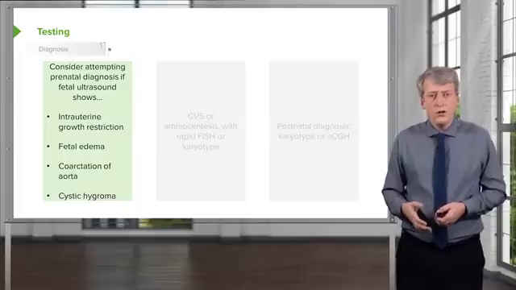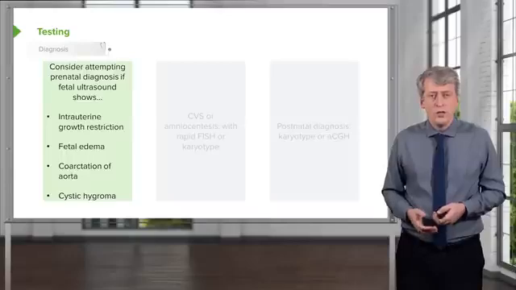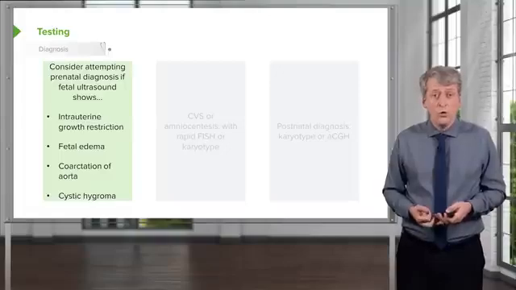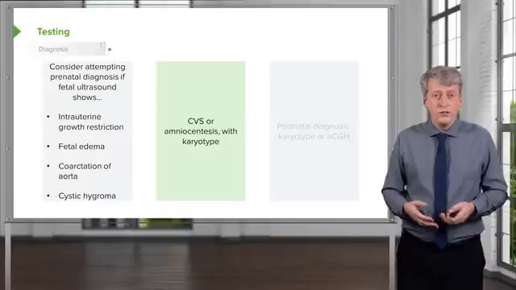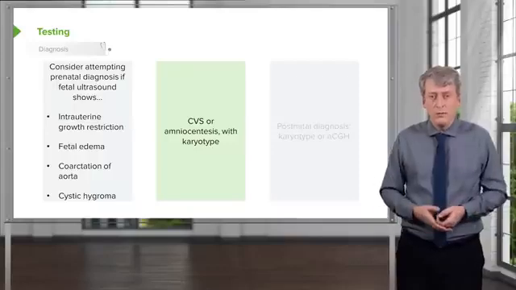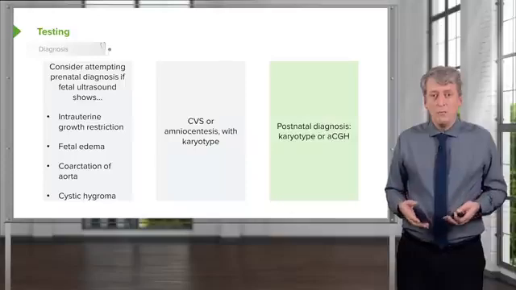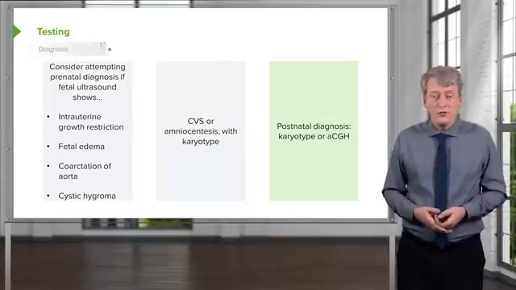So, how do we test and when do we test for Turner syndrome? You should consider attempting prenatal diagnosis if the fetal ultrasound shows intrauterine growth restriction, fetal edema, a coarctation of the aorta, or cystic hygroma. In this case, if a parent wishes to do prenatal testing, we generally do chorionic villi sampling or amniocentesis with karyotype. Postnatally, the diagnosis is made by karyotype or ACGH, just like in Klinefelter syndrome.